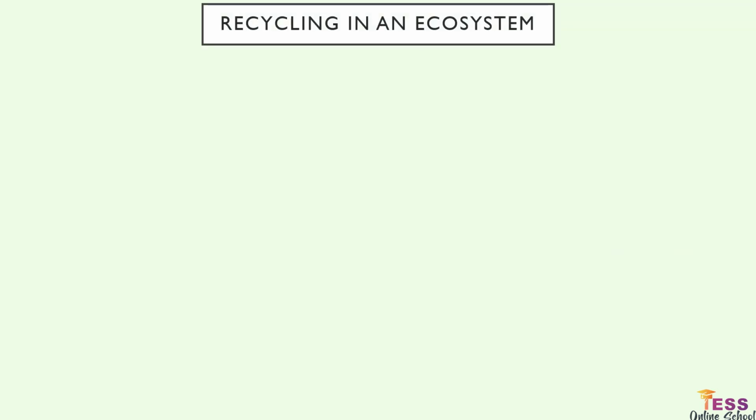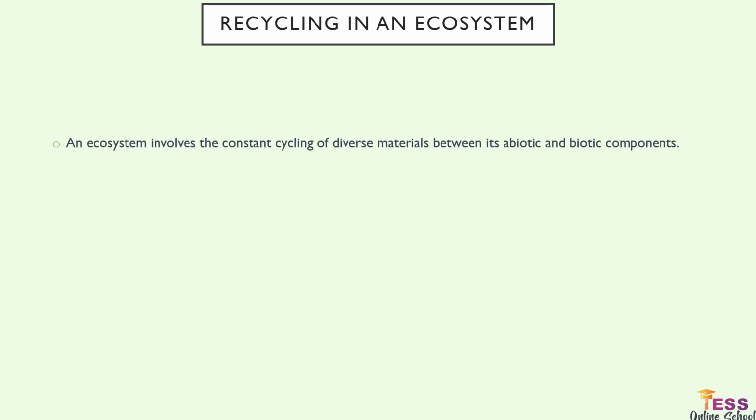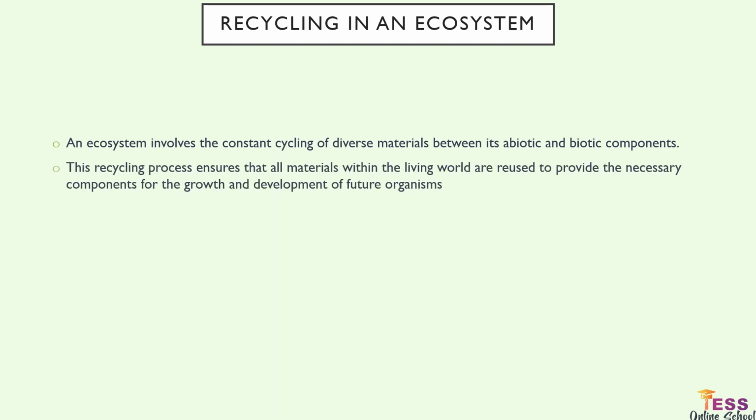Firstly, why is there recycling in the environment and what is its importance? An ecosystem involves the constant cycling of diverse materials between its abiotic and biotic components. This recycling process ensures that all materials within the living world are reused to provide the necessary components for the growth and development of future organisms.